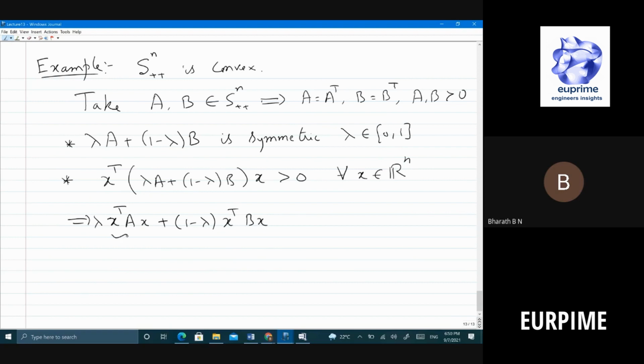Well, x transpose Ax is always greater than 0, right? Because A is positive definite. X transpose Bx is always greater than 0 for every x because B is positive definite. So I'm taking what is called a convex combination, right? Lambda times something positive plus 1 minus lambda something positive is strictly greater than 0. Do you agree? So it is convex. Well, interestingly, it's more than convex. Let's see other geometries. That's why geometry helps, right?